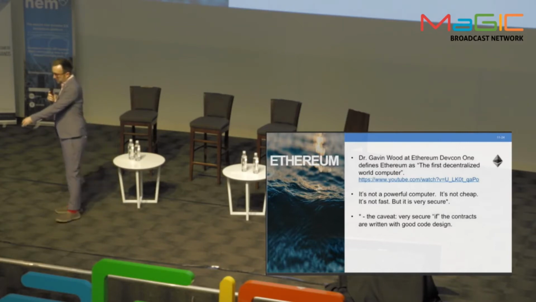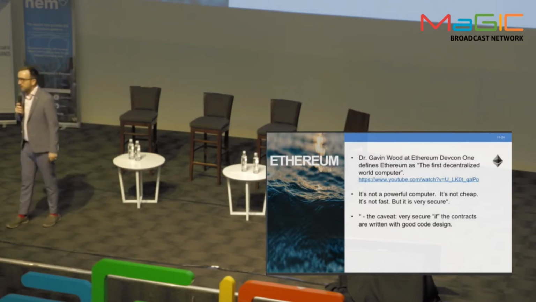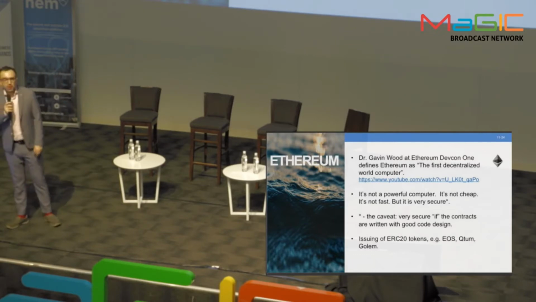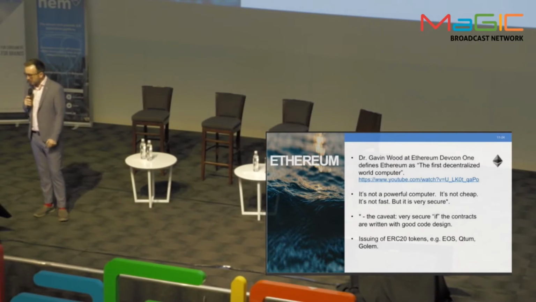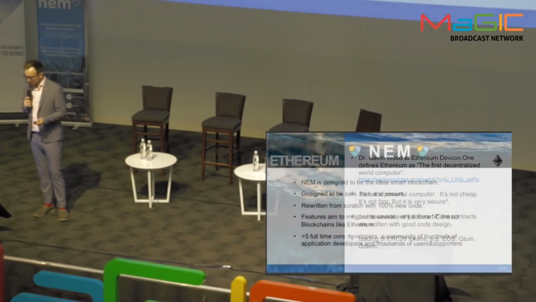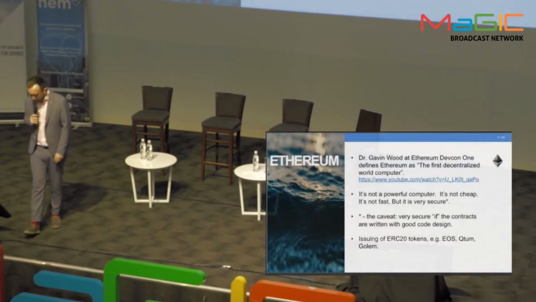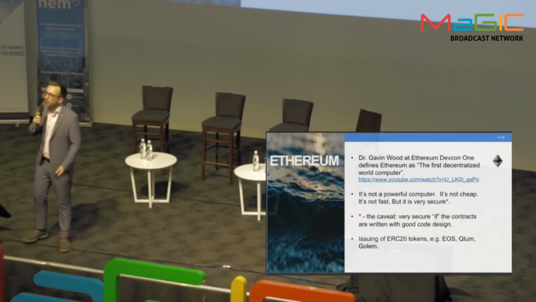Then the caveat here, yes, the contract needs to be written very well. And the last point about Ethereum. Nowadays, the Ethereum network is issuing tokens.